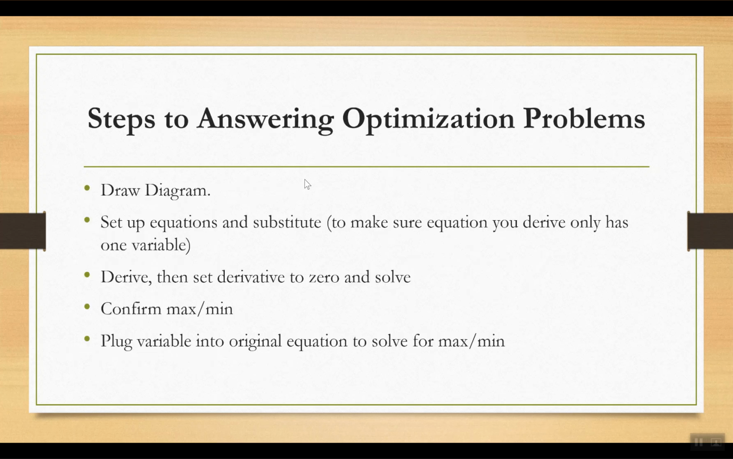So just a quick summary on how to answer these kinds of problems. We want to draw the diagram, and then we set up the equations and substitute so that the equation we derive only has one variable. And then we set the first derivative to 0, and then we solve for the variable. We want to confirm if it's a max or a min like we just did. And then at the end, we just plug the variable back into the original equation to solve for the actual max or the min.